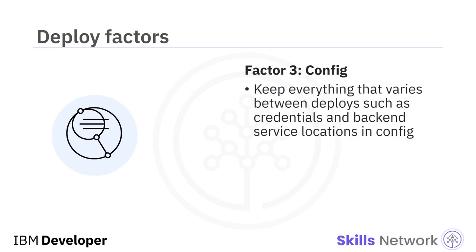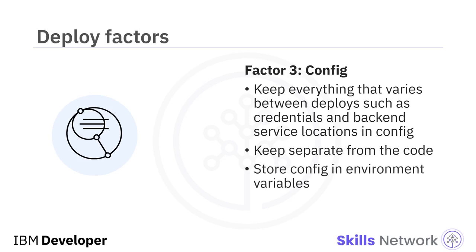Now, the first deploy factor is Factor 3, config. The configuration is everything that can differ between deployments. Different databases are likely used in staging and production, so a developer should configure that database's credentials and location per deployment. You should avoid storing configurations as constants, since configurations might differ among environments. Store the config within the environment variables, which are easy to change across deployments without changing the code.